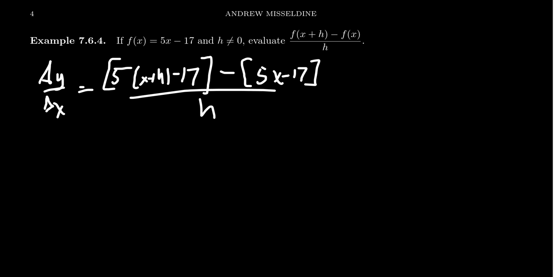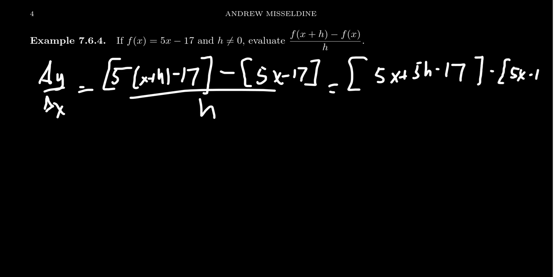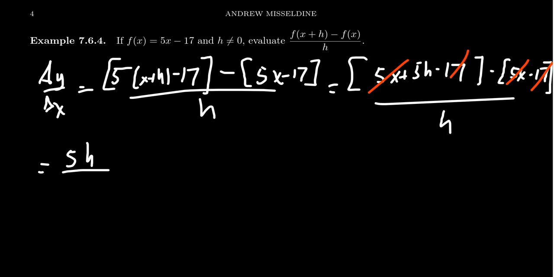Now combine like terms. I'm going to distribute the 5 first of all. So we're going to get a 5x plus 5h minus 17. And then we're going to subtract from that 5x minus 17. This all sits above h. You'll notice that the 5x cancels with the 5x. The 17s are going to cancel as well because you get negative 17 minus a negative 17. They cancel out. And you're left with just 5h over h, for which the h's cancel and you just get a 5.